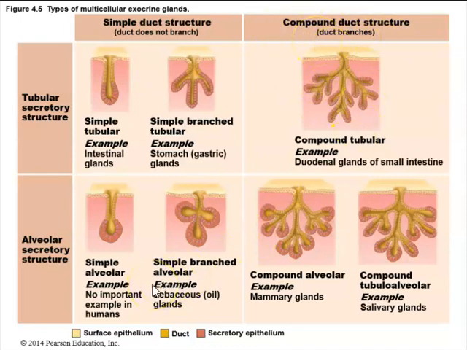And then we can categorize them according to the structure of the secretory unit. So they can be categorized as alveolar, meaning they are simple, spherical in shape, or they can be tubular, meaning they only have this tube-like structure, or they can be a combination of the two. So we can have compound tubulo-alveolar glands. So we have a combination of tubes plus alveoli.